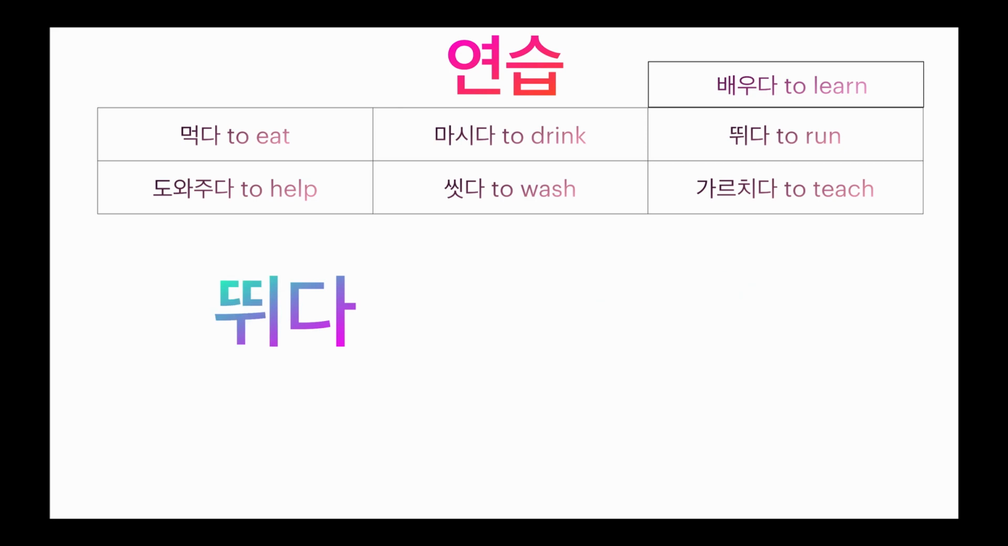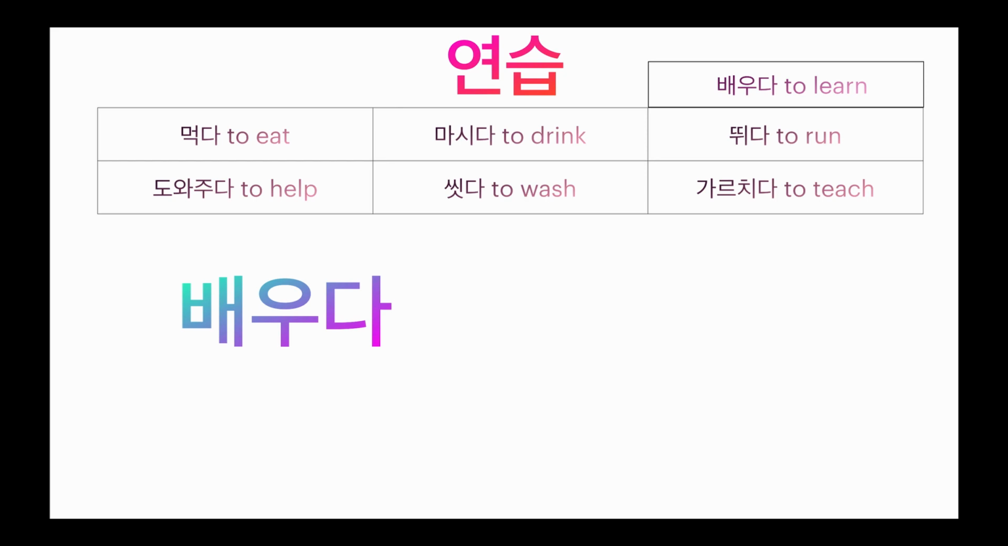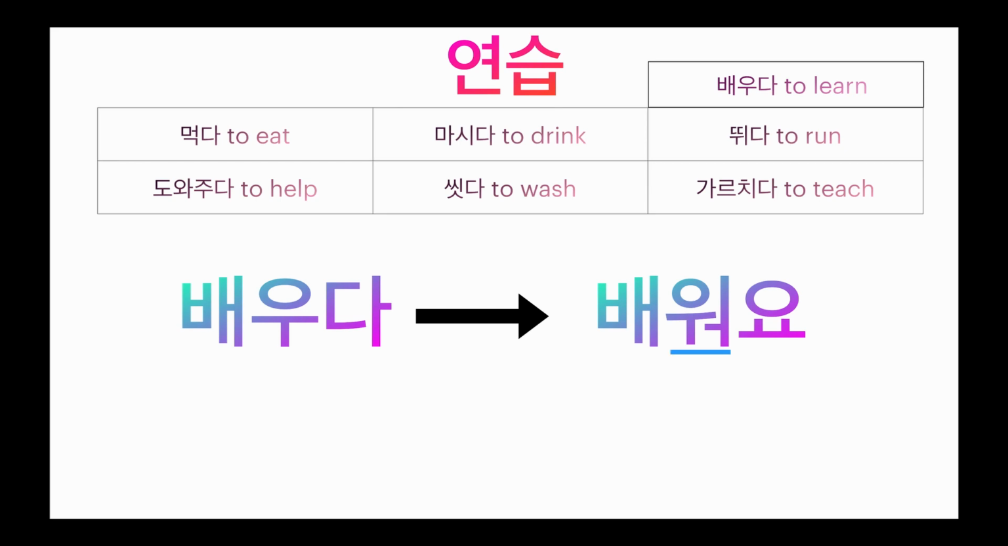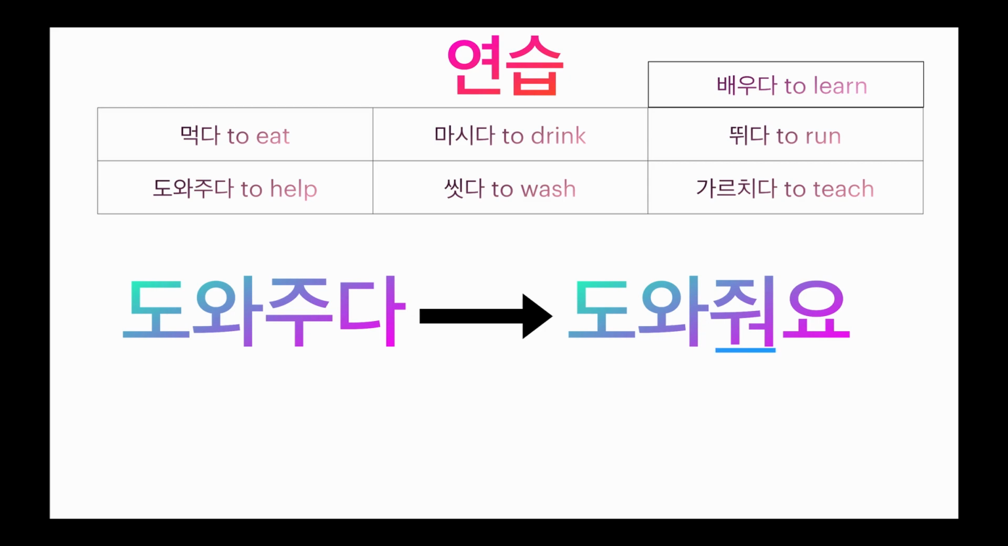뛰다. 뛰다 becomes 뛰어요. 배우다. 배우다 becomes 배워요. This 워 being the merging of 우어. Next we have 도와주다. 도와주다 becomes 도와줘요. 줘 being the merging of 주어.